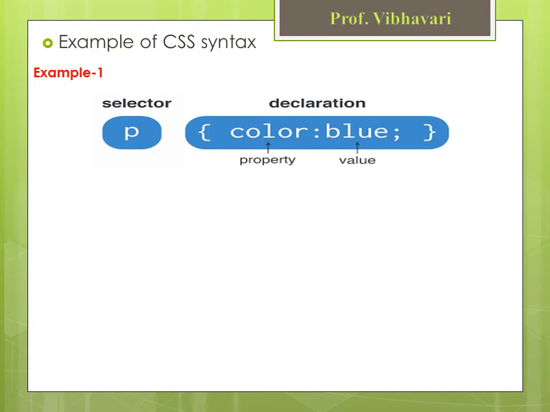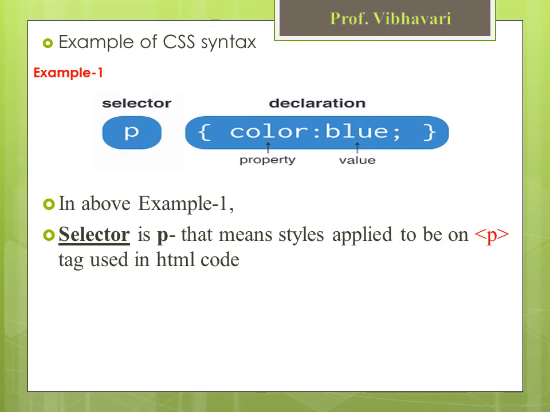See, because I have used the p tag in my HTML code, whichever tag we need to apply styles on, we have to choose it inside the style tag in the form of a selector. In the above example 1, the selector is p. That means the styles are applied on the p tag used in the HTML code. Inside our code we have used the p tag, so that's the reason I have chosen the selector as p.